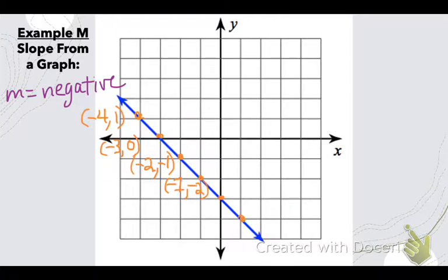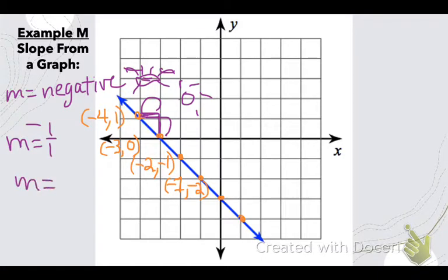So I'm just going to look and see how there's one box rising and one box running. That means that there is a slope of 1 over 1, but it's a negative, so my slope is negative 1.